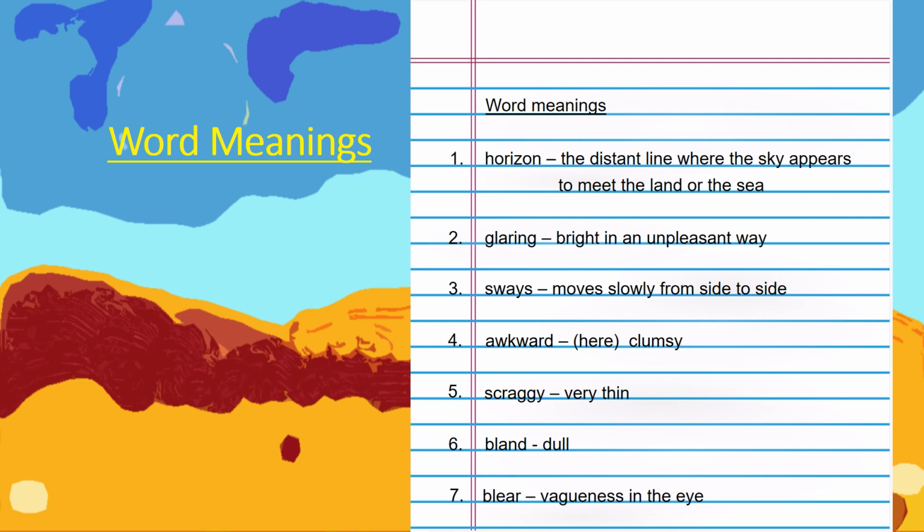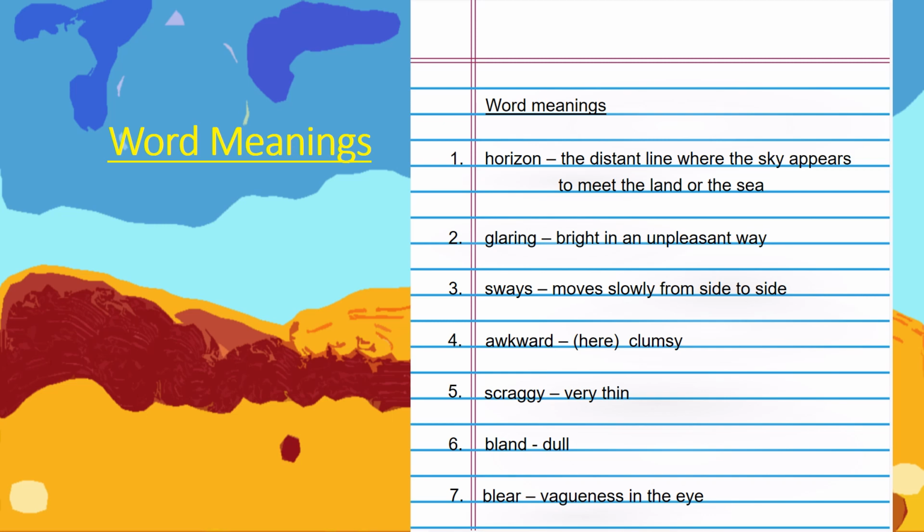So the first word is horizon. Horizon. The distant line where the sky appears to meet the land or the sea. Number 2, glaring. Glaring. Bright in an unpleasant way. Number 3, sways. Sways. Moves slowly from side to side.